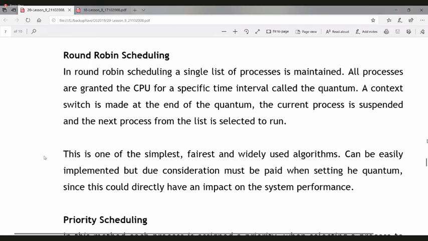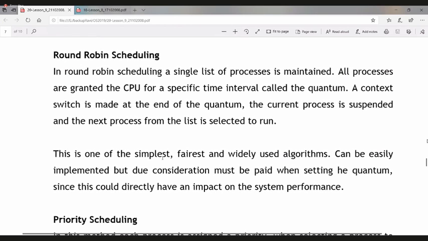So this algorithm is one of the simplest, very easy to understand. Fair because everyone gets a chance. And this is a widely used algorithm in operating systems. It can be easily implemented, but there are disadvantages.